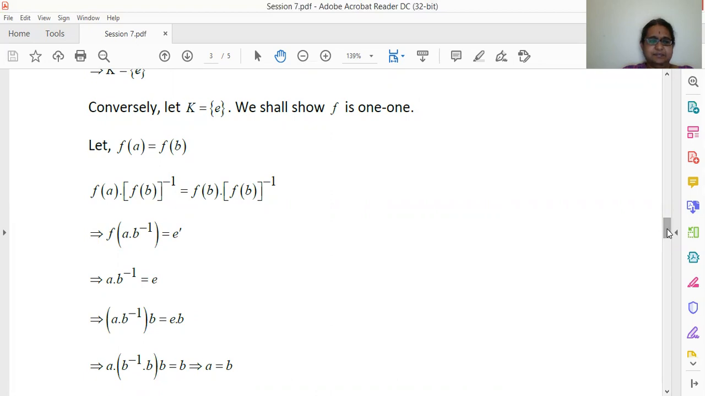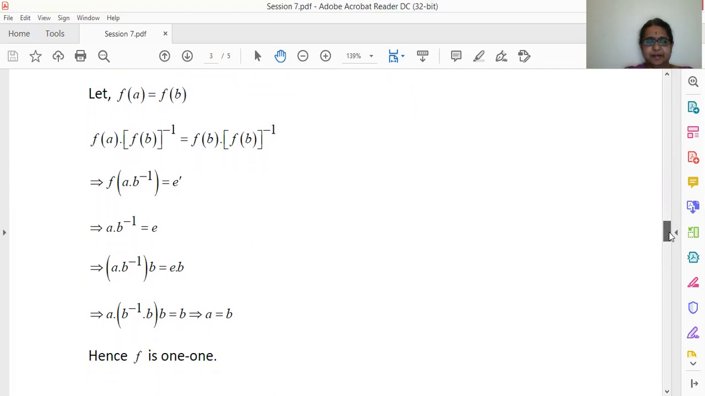So this will be b inverse b, which is e. Hence we get a is equal to b. By taking f of a is equal to f of b, we have got a is equal to b. So this implies f is 1 to 1.